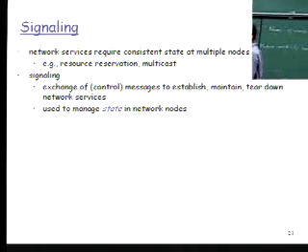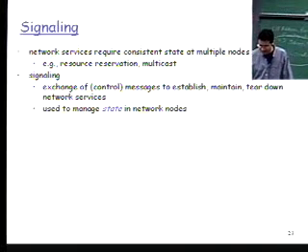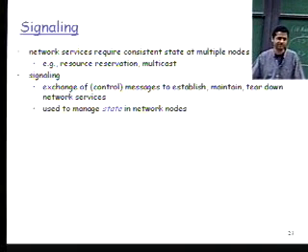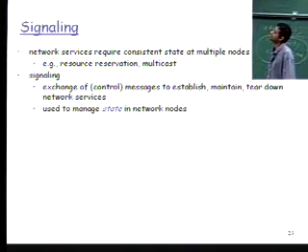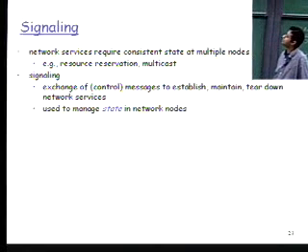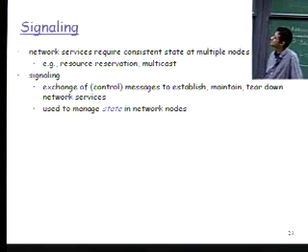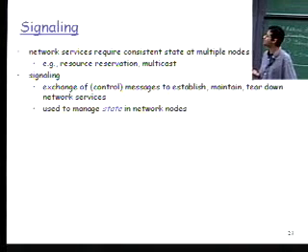Another example would be if you're establishing a rail circuit over the network, then you need to reserve resources on all links in your path. So that resource reservation has to be done at, let's say, every router on the path. So signaling is the way you exchange these control messages to establish, maintain, or tear down network services. It's basically used to manage state in network nodes.